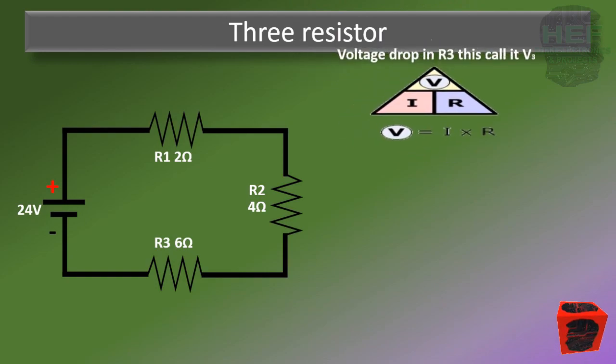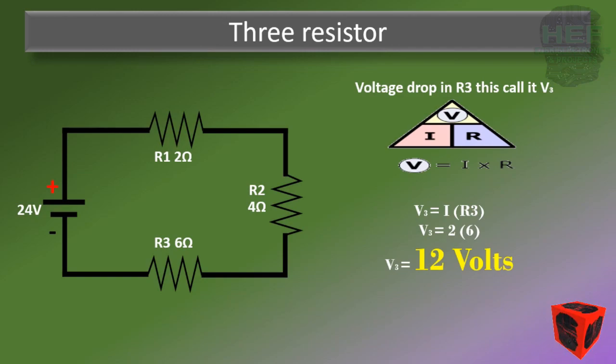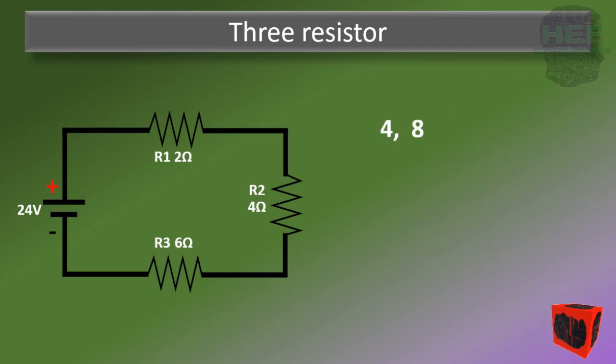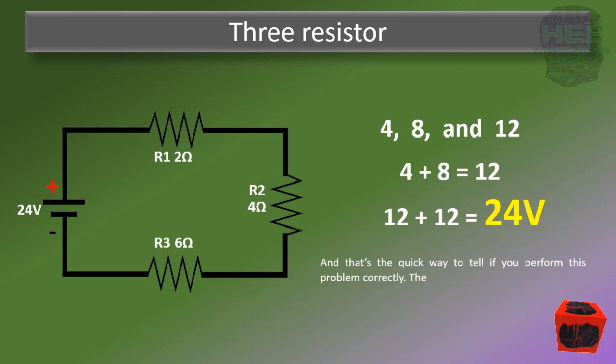Now, to calculate the voltage drop across our R3, it's going to be I times R3. So 2 times a resistance of 6, which is going to give us 12 volts. So now let's add these 3 numbers. 4, 8, and 12. So 4 plus 8, that's 12. 12 plus 12 is 24. And that's a quick way to tell if you performed this problem correctly. The total of the voltage drops is equal to the input voltage.